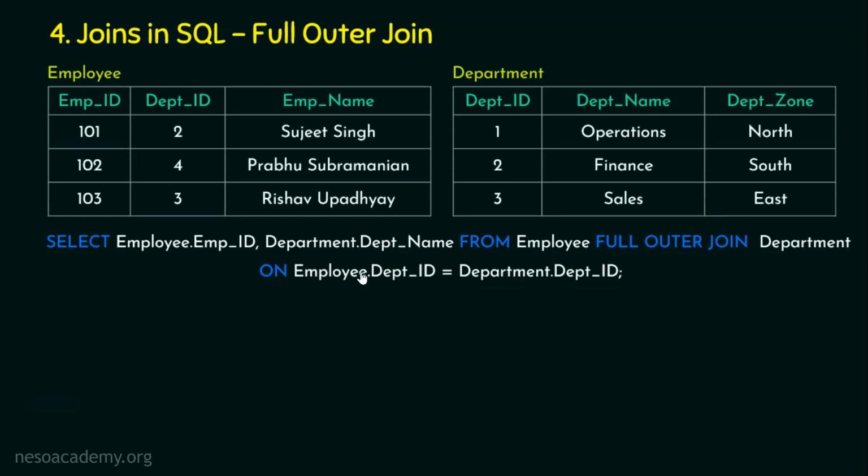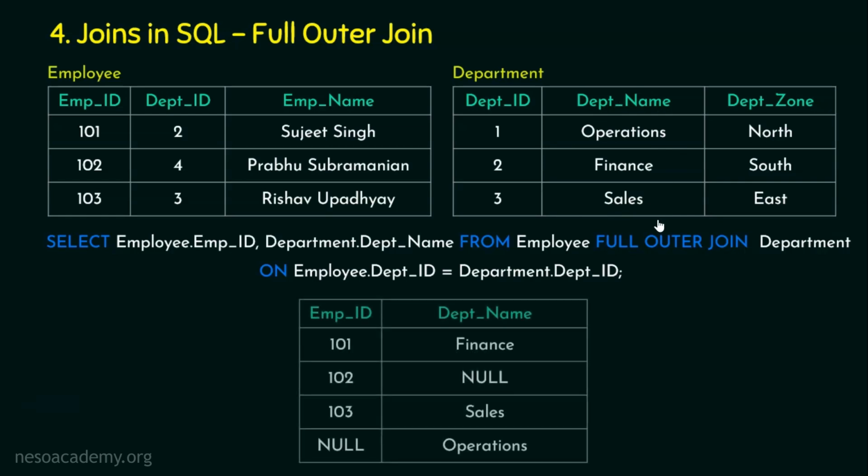Now let's analyze how the output looks like. So our output will definitely contain employee ID, all three employee IDs, also department name, all three department names. Only thing is, wherever it is not matching, it uses a null value. Can you see here in the output we get 101, 102 and 103. From left hand side, all the values. Similarly, from the right hand side also all the values.